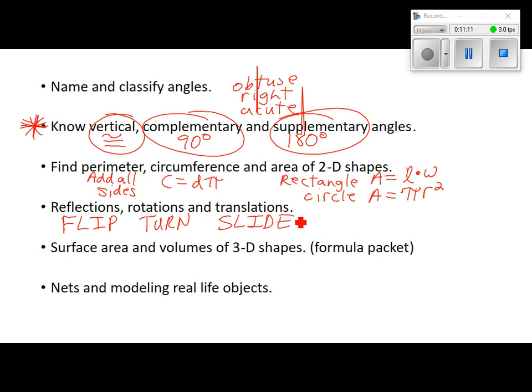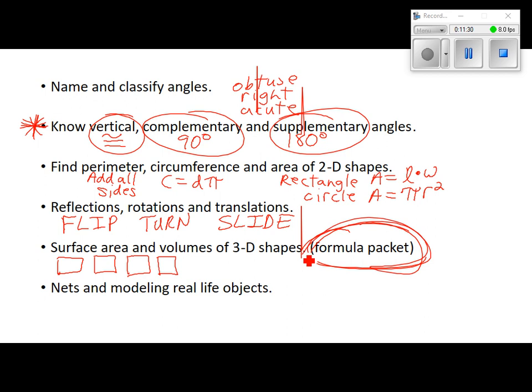Surface area and volume. Surface area. Please remember with surface area, if I'm trying to find the surface area of a box, just draw off all the faces and find the area of each one and add them all up. Otherwise, use that formulas packet. This last one, you might do this. This is sort of important.